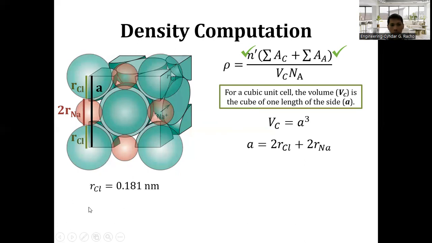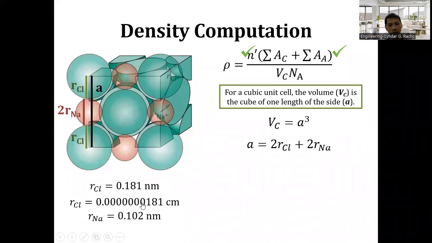We are given the radius of chloride in the problem, that is 0.181 nanometer, and the radius of sodium, that is equal to 0.102 nanometer also. Converting it to centimeter, the radius of chloride is 0.0000001 times 181.